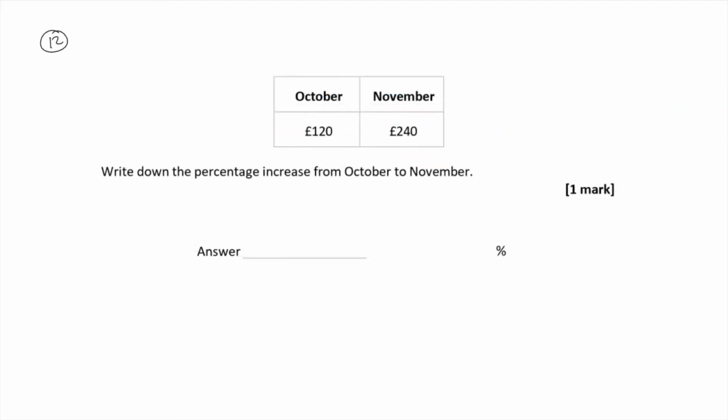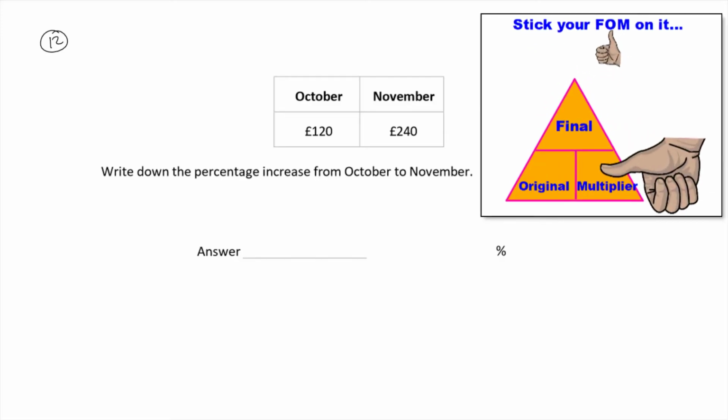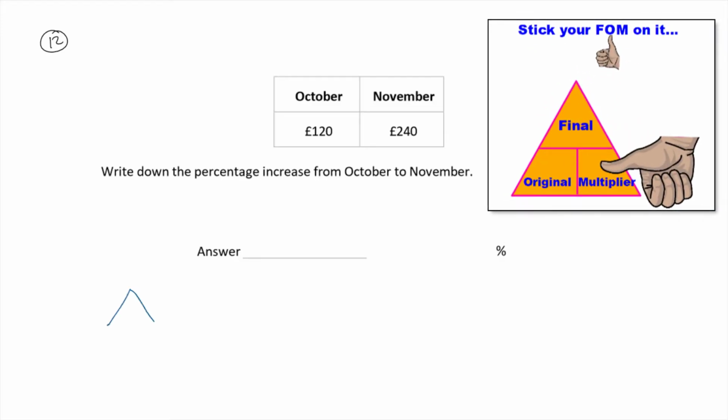Question 12. Given that October is £120 and November is £240, write down the percentage increase from October to November. Okay. Now I normally do my percentages with a little triangle. Stick your thumb on it. I just find this quite a handy way of remembering all the different types of percentage questions.